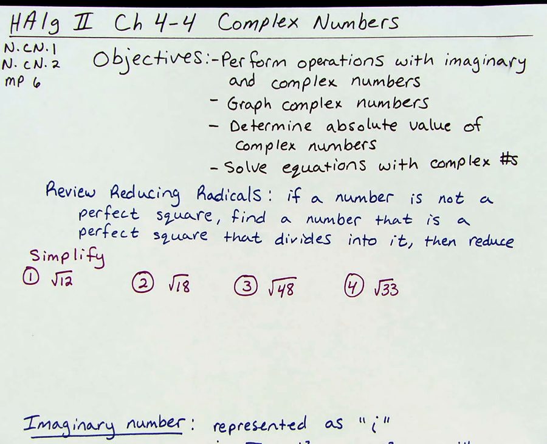So to start with, we're actually going to do a review of how to reduce radicals. If a number is not a perfect square, we need to find a number that is a perfect square that divides into it, and then reduce. This should be a review from geometry and from Algebra 1. Looking at our first problem, if we're taking the square root of 12, 12 is not a perfect square, so we need to find a perfect square that divides into it.